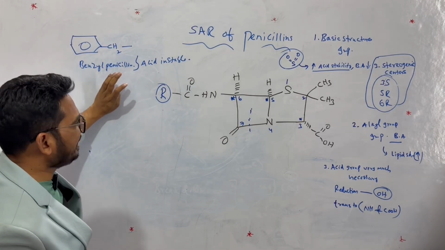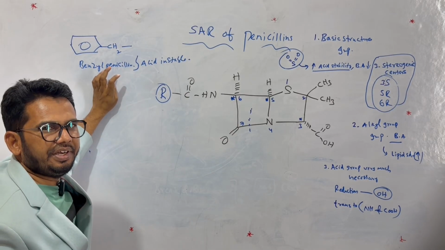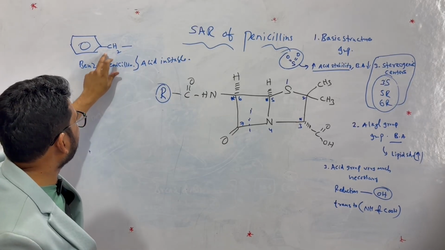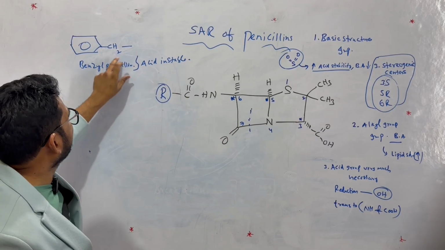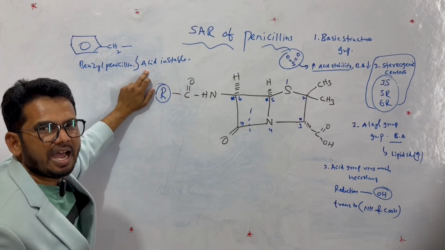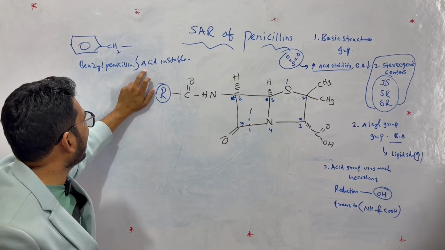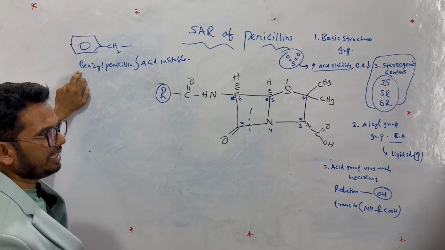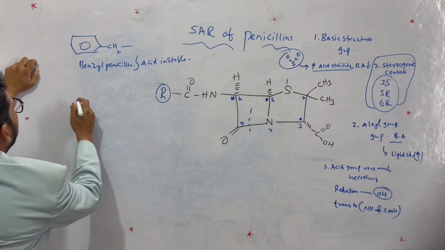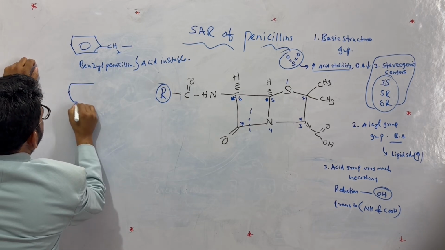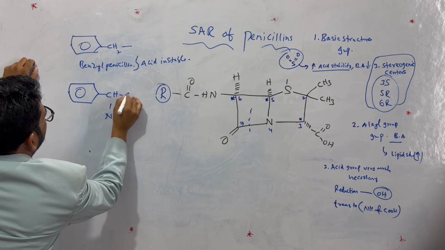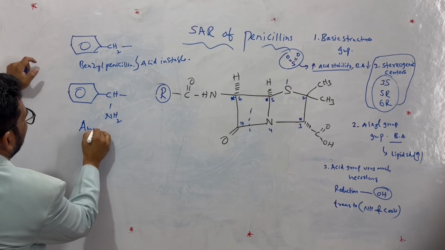That's why benzyl penicillin has activity against microorganisms, antibacterial action, but the problem is that it is unstable towards the acid. That's why it is called acid unstable. Okay, benzyl penicillin is replaced by ampicillin. Next you can see R is nothing but CH NH2. This is the R group. This is called ampicillin.